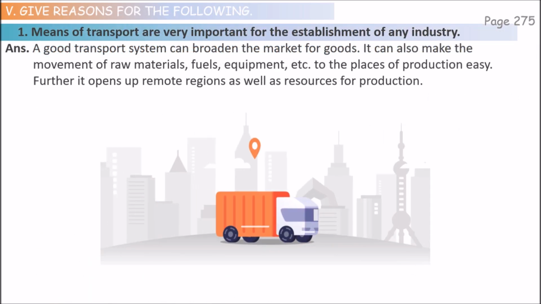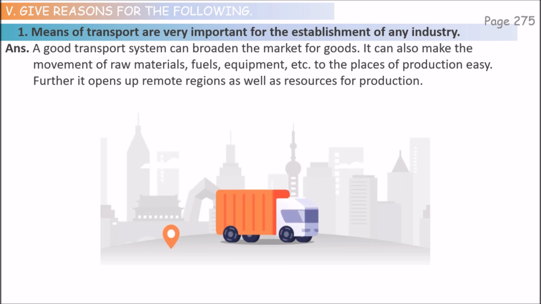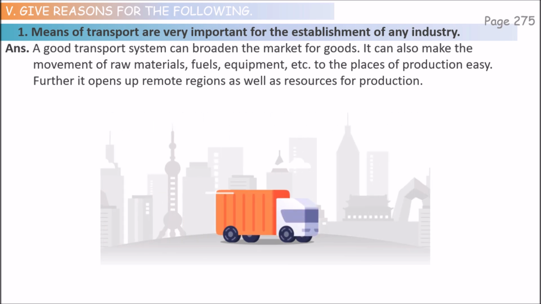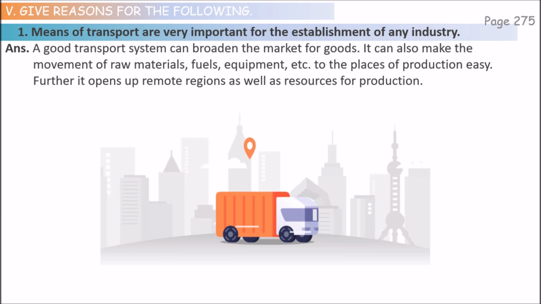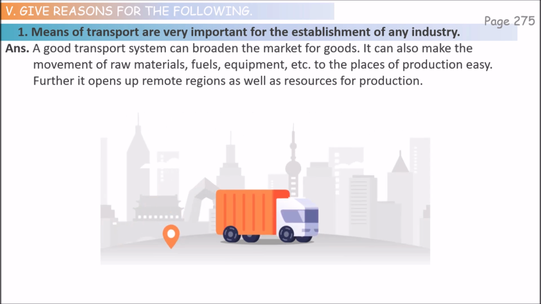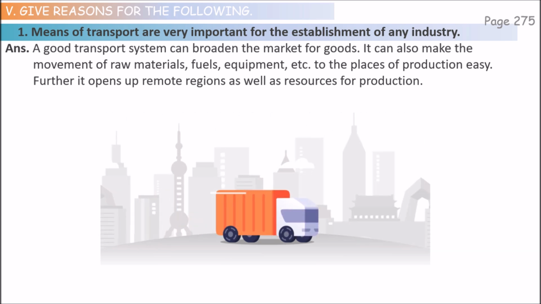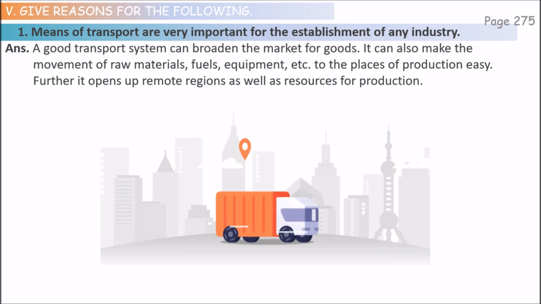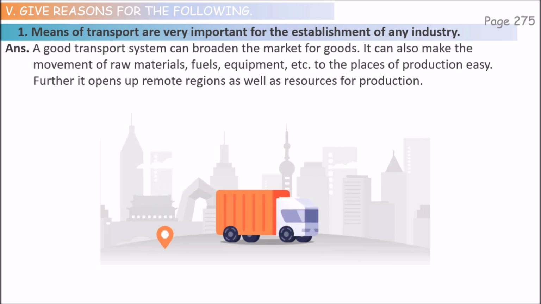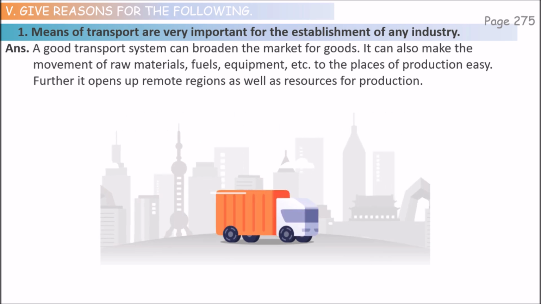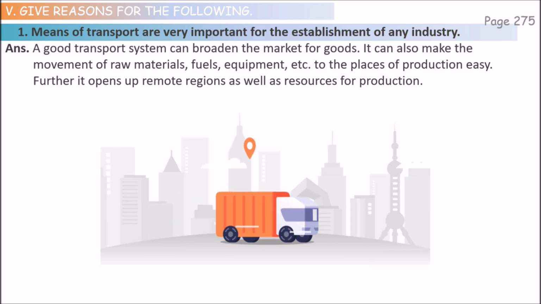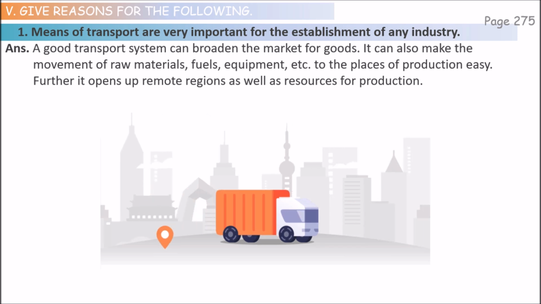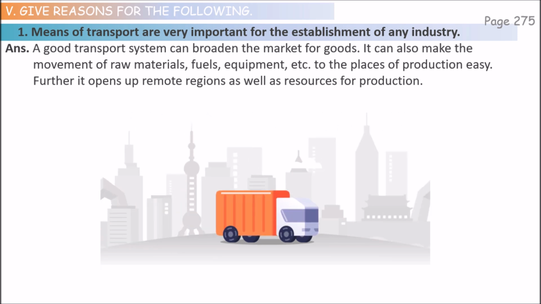Number 1. Means of transport are very important for the establishment of any industry. Answer. A good transport system can broaden the market for goods. It can also make the movement of raw materials, fuels, equipment, etc. to the places of production easy. Further, it opens up remote regions as well as resources for production.